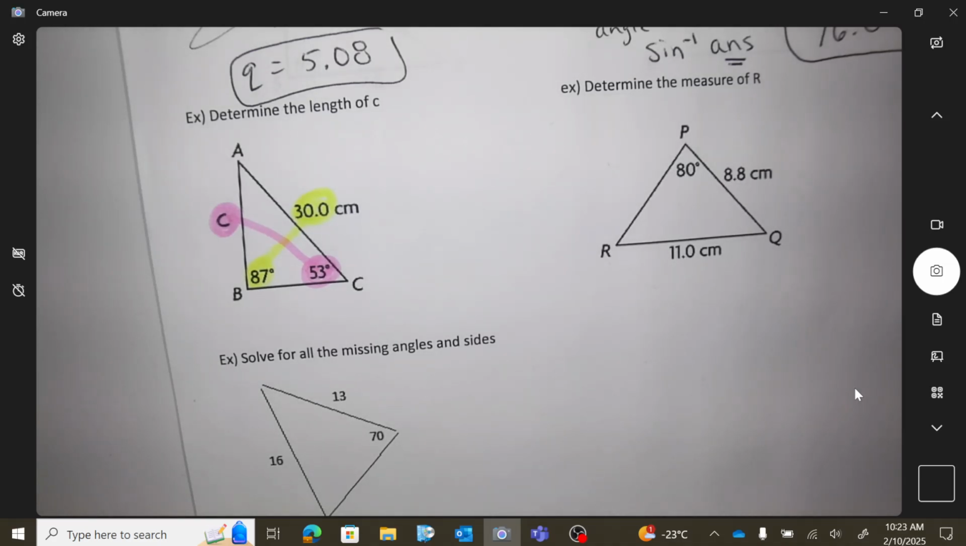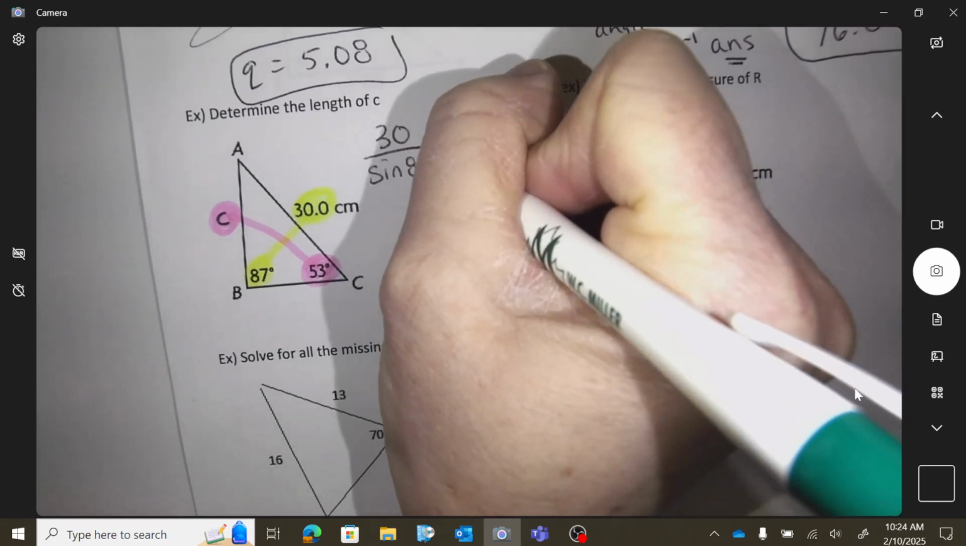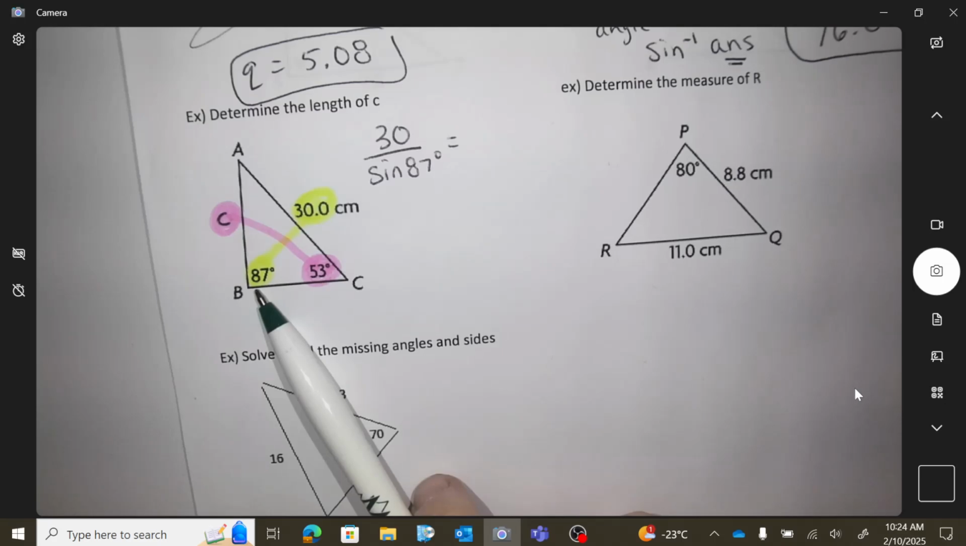Why can't you say Pythagorean theorem? Because Pythagorean theorem works in right triangles only. In grade 10, you learned SOHCAHTOA and Pythagorean theorem, but you only did right triangles. So don't do that unless it's a right triangle, and this is not. Here's my setup. 30 is across from sine 87 degrees. Do you see how I connected those together? 30, sine 87.